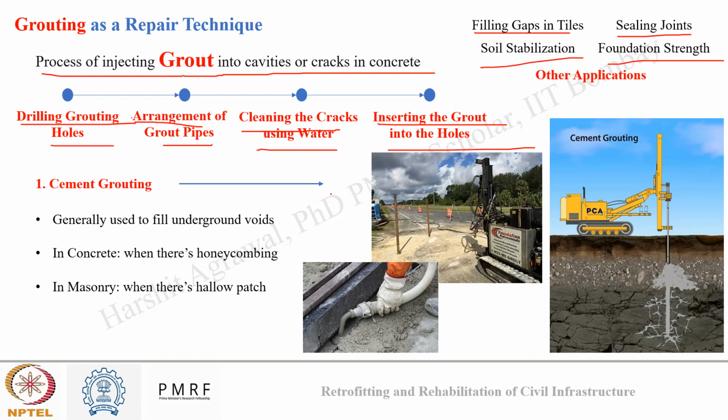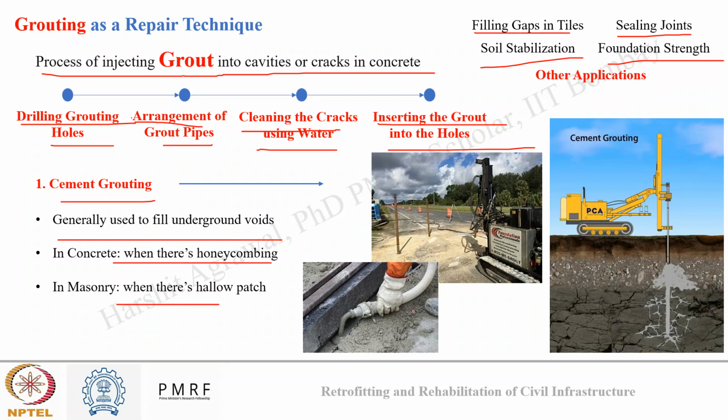Now when we talk about grout used as a repair technique, it is mainly classified into three primary categories. First is cement grouting. These are generally used to fill underground voids, and in concrete they are used when honeycombing is there, or in masonry they are used for hollow patches.